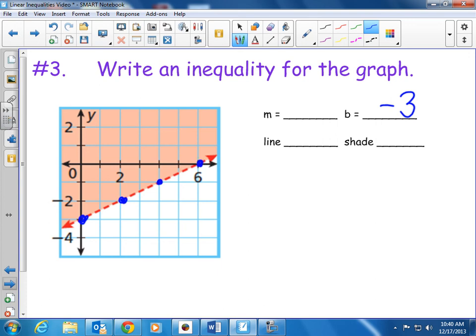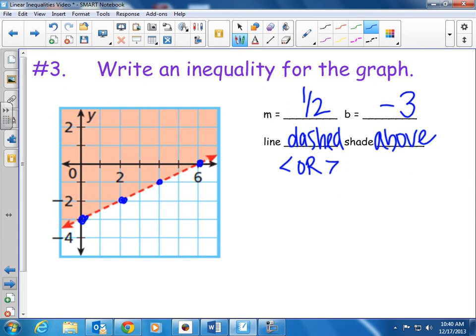There's some good points on my line. Let's see, I rise up 1 over 2, up 1 over 2. So that slope is going to be 1/2. My line is dashed and it is shaded above. So what does all of this tell me? Since it's dashed, that tells me it's going to be either less than or greater than. No equal to sign, because that means it's a solid line.